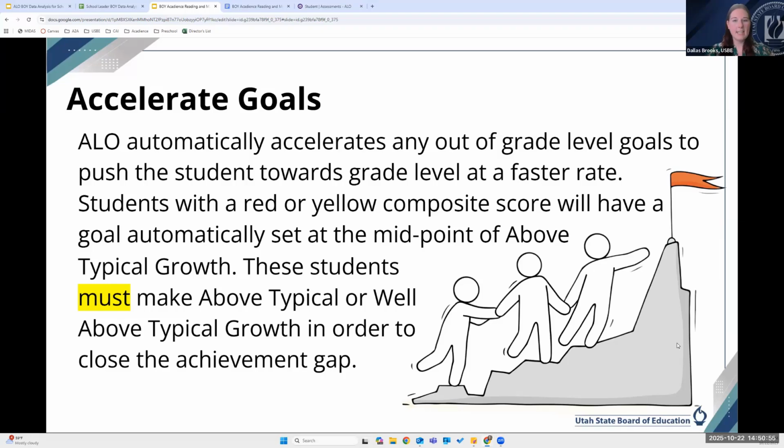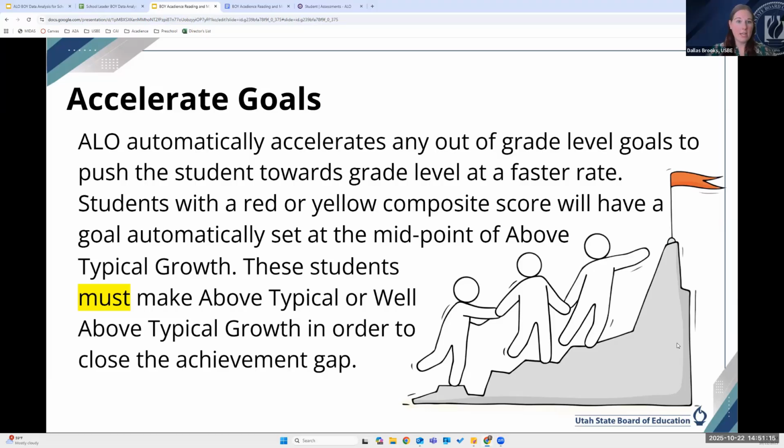The reason for this is that if students have a red or yellow composite score and they make typical growth, that's never going to be enough to close that gap. They have to be making above or well above typical growth in order to close the achievement gap and get them closer to their peers where they need to be.